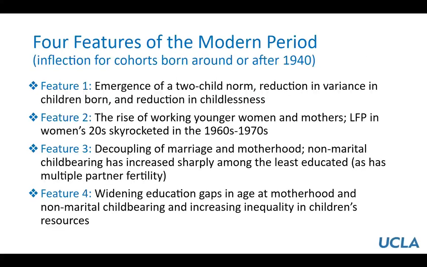So just to sum up, these are the 4 features I was talking about. The emergence of the 2-child norm, this reduction in variance, and a reduction in childlessness has been something we've seen over the 20th century. The rise of working younger women and mothers is something that's very unique. Historically, women worked plenty, especially disadvantaged women, but working mothers were much less common than they are today. The decoupling of marriage and motherhood is a modern feature. And finally, this widening of the education gaps in the age of motherhood and non-marital childbearing.